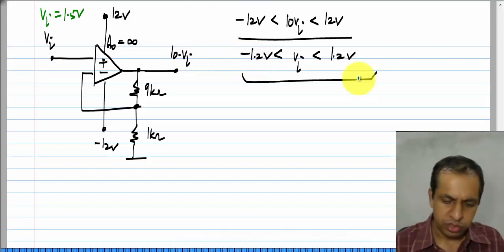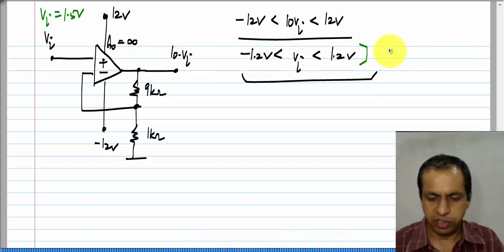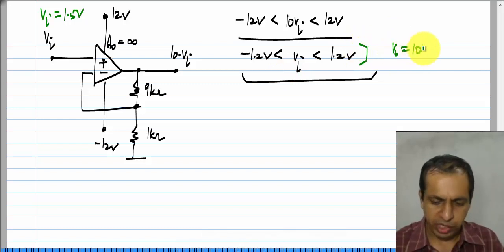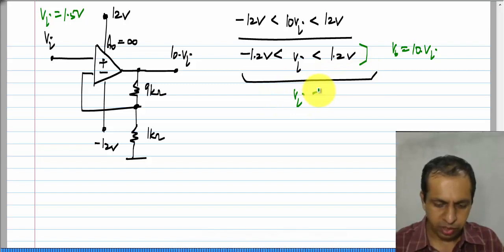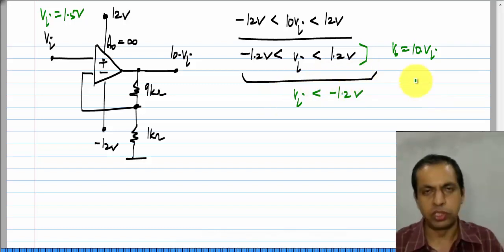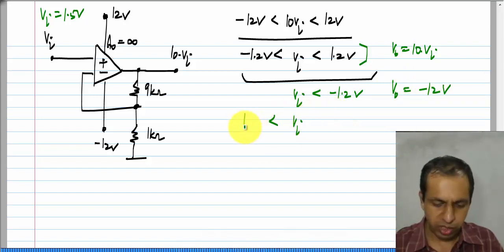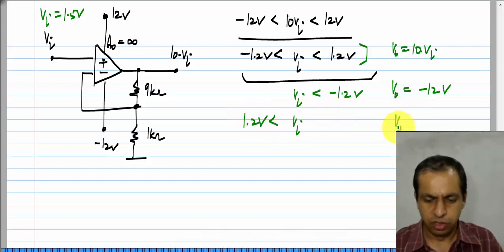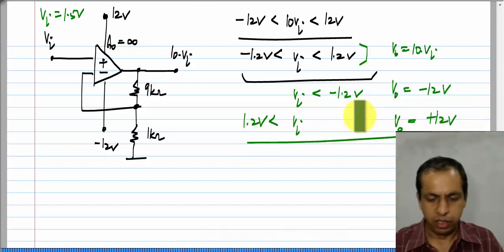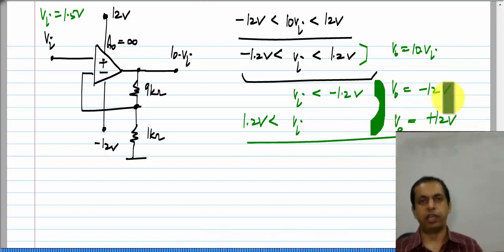Okay. So, if the input voltage is between these limits, V naught will be 10 times V I, and if V I happens to be smaller than minus 1.2 volts, the output will saturate to the negative saturation level of minus 12 volts, and if V I happens to be more than plus 1.2 volts, V naught will saturate to the positive saturation level, which is plus 12 volts. So, clearly in these cases it is not behaving like an amplifier at all.